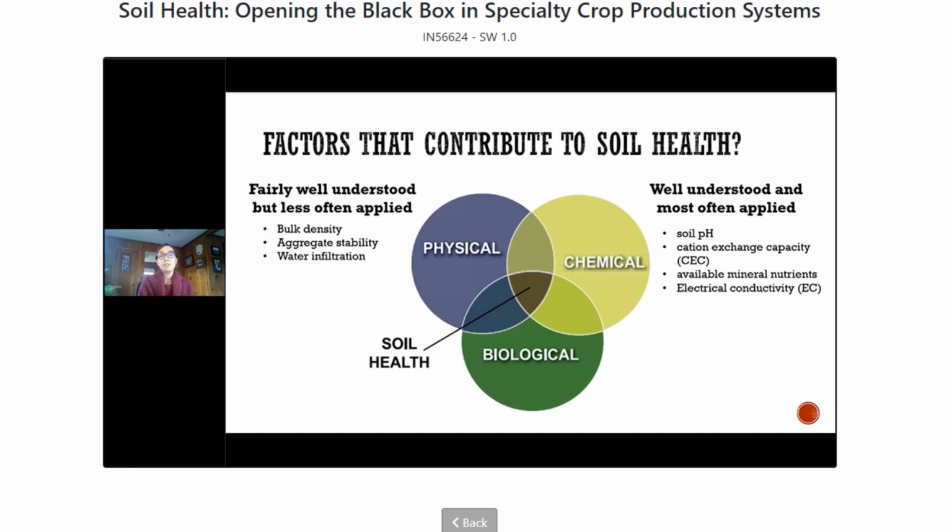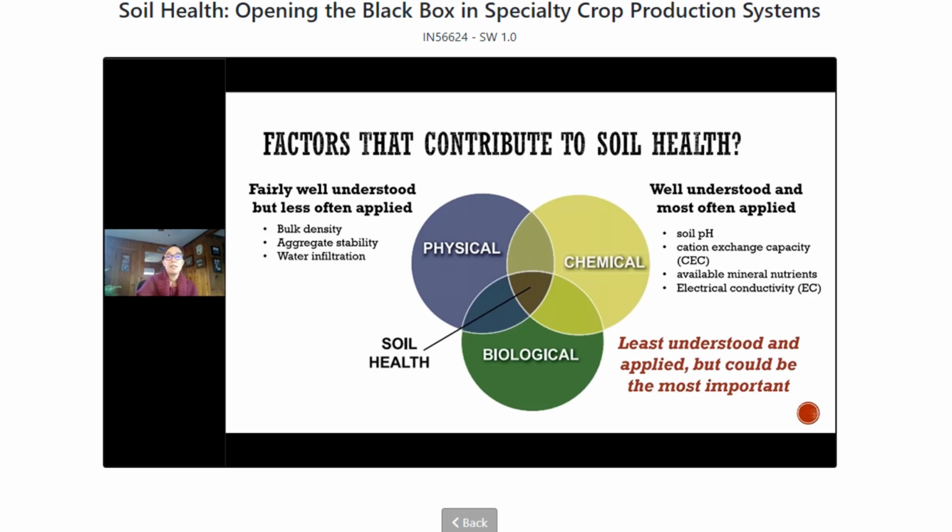So another important factor of soil health is the physical properties, so things like bulk density and aggregate stability, which are really important for water infiltration and how roots and things can move in soil. And this is also pretty well understood. There are some soil tests out there and testing labs that can do this, but they're not as often applied. Then lastly, we have the biological component, which is also very critical, but it tends to be the least understood and applied, but could actually be the most important.